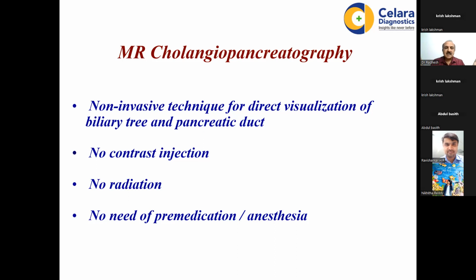Gastric secretions start looking bright. So that is the sequence we use for MRCP. We don't inject any contrast. There is no radiation. There is no pre-medication or anesthesia which is used in these cases.